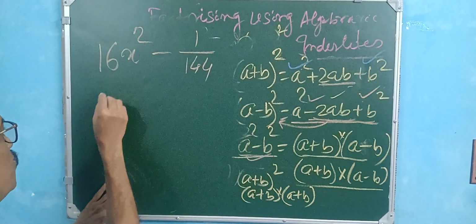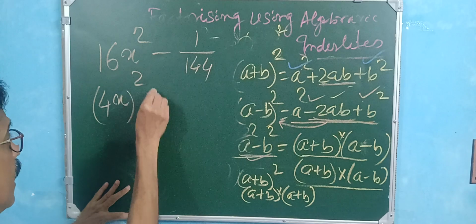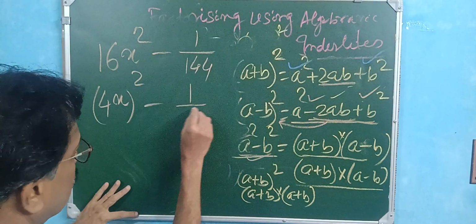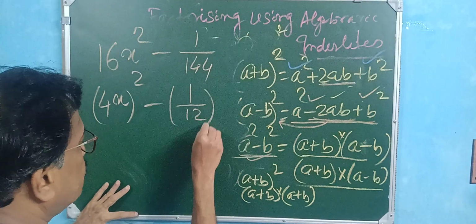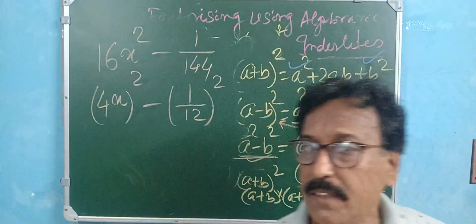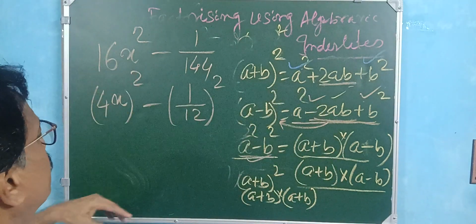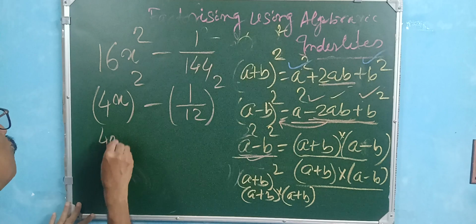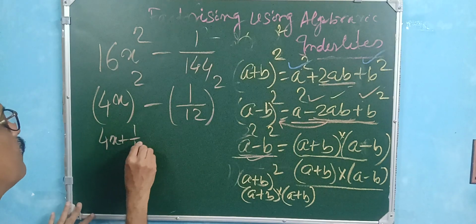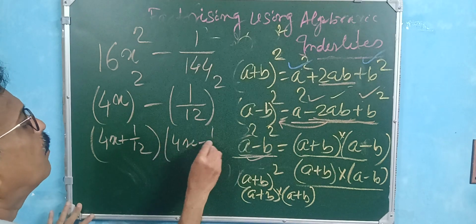16 means you already know this is 4. X square, this is 1, a square is coming. And now this is 144, you know 12 into 12. A square minus b square is coming. So the first step is very important. I have not completed the sum. This is 4x plus 1 by 12 and 4x minus 1 by 12.